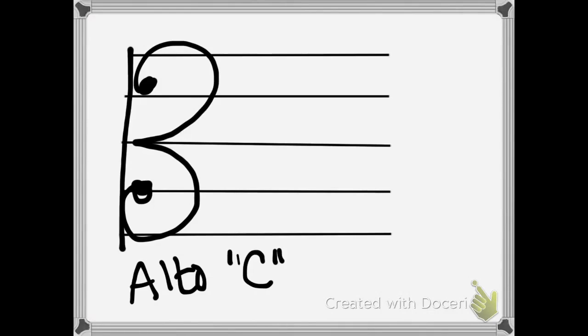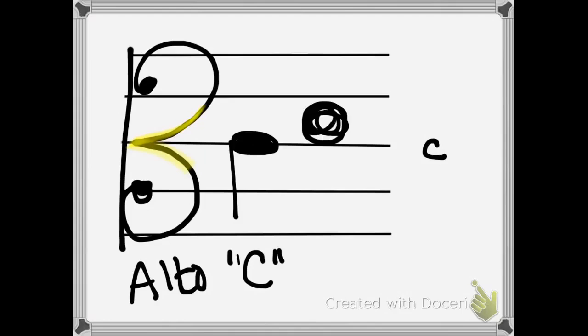Now it's called C clef because this middle area is always going to point to C. So notice that it's pointing to this line, and this middle line is C. So let's think back to our musical alphabet. We have A, B, C, D, E, F, G. So this space right here is going to be the note after C. So we have A, B, C. It's going to be D.